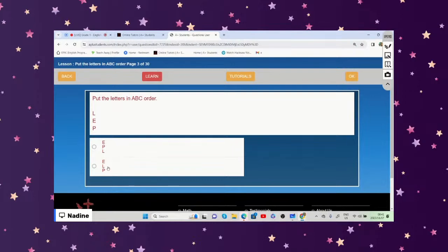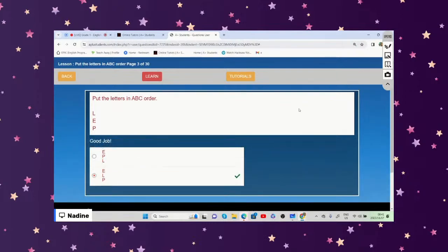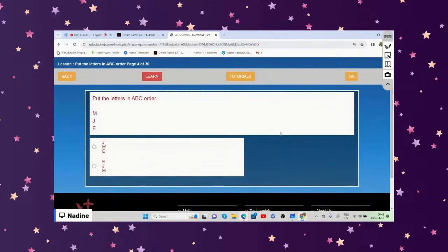If we put this in order, we will say it's E, then L, then P. So E, L, P. Good job. And then we have M, J, E. M, J, E. So if we put those letters in ABC order, is it J, M, E or E, J, M?